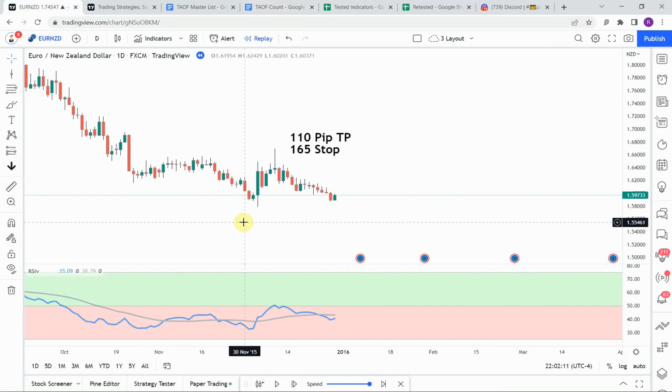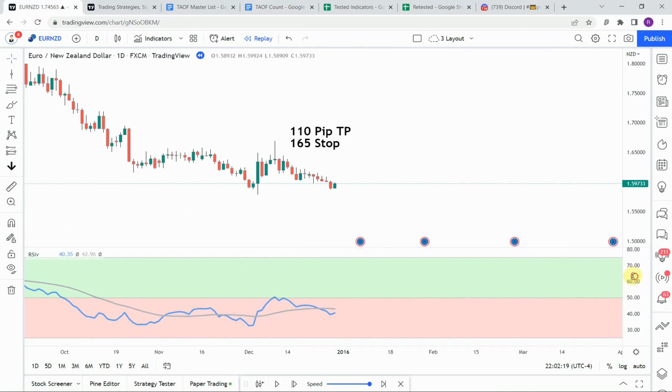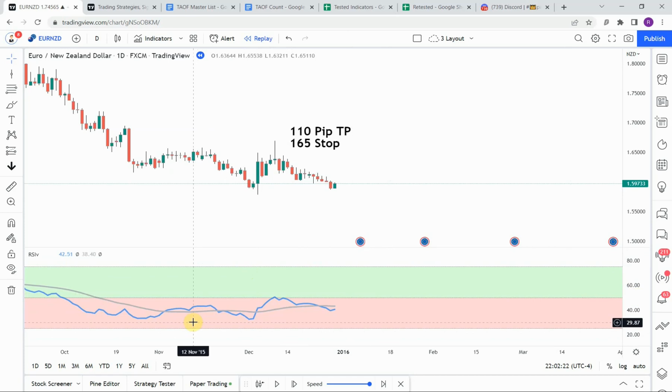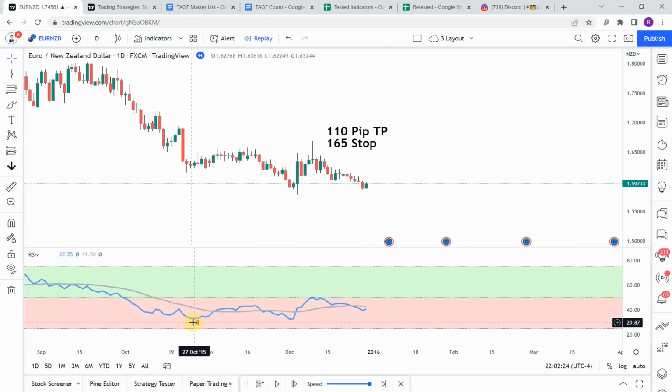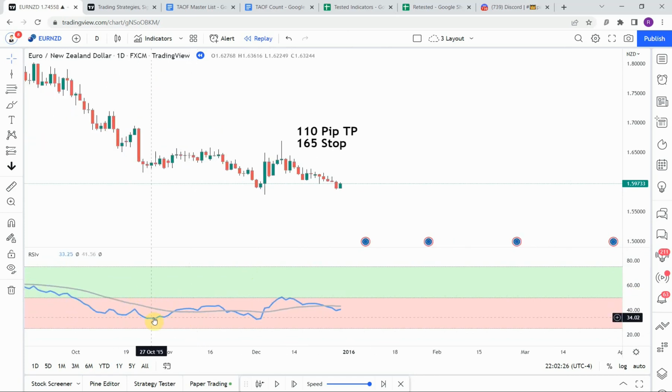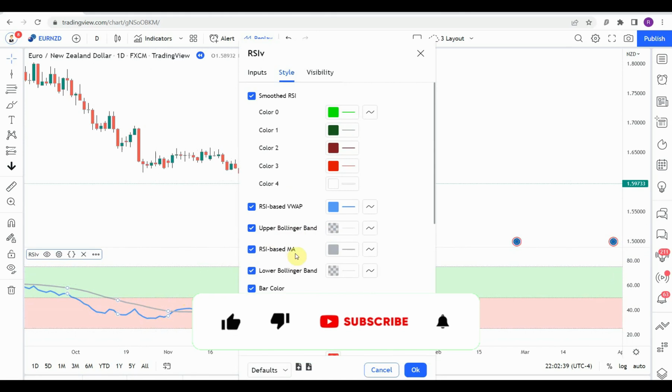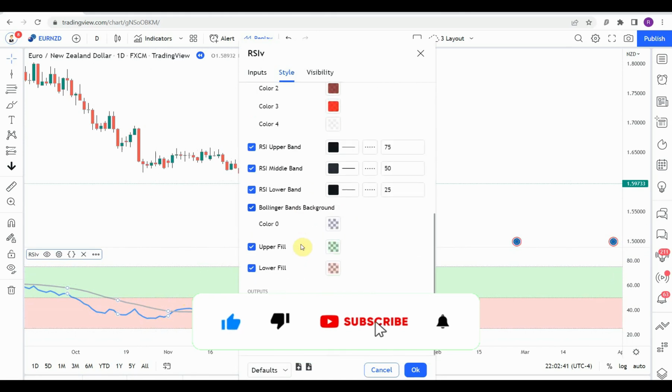Okay, so today's indicator is the RSI with VWAP and moving average. And so we tested this one a couple videos back. And in that particular video, what we did was we tested just the 2-line cross. So when the blue line would cross above or below the gray line, then we would go long or we would go short.